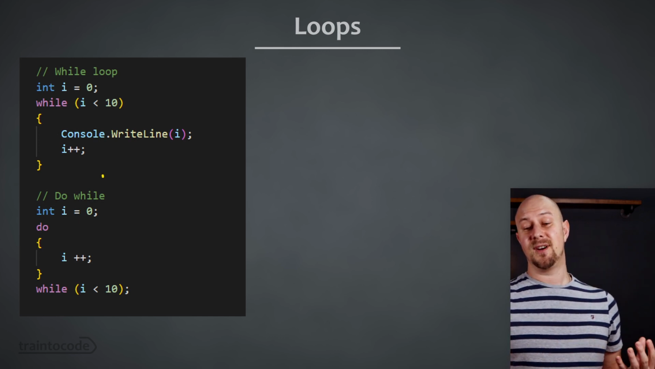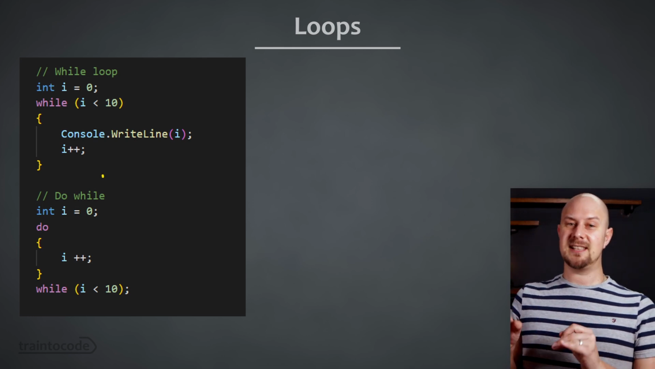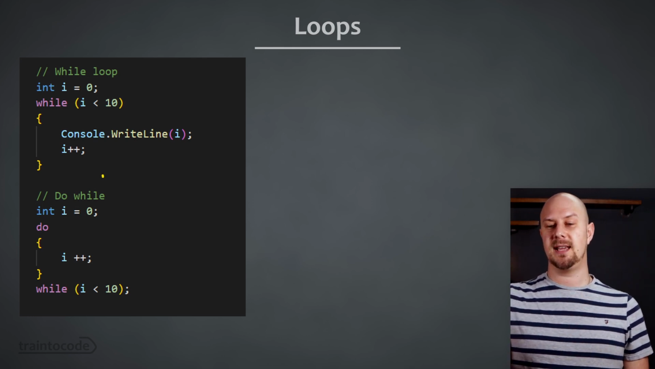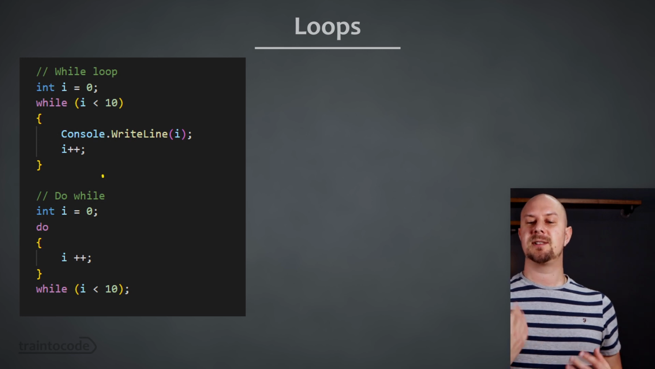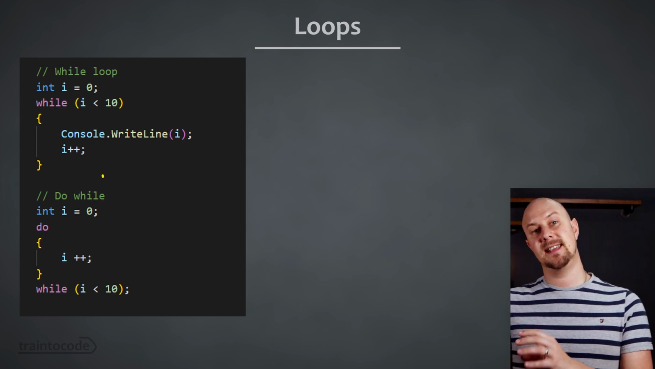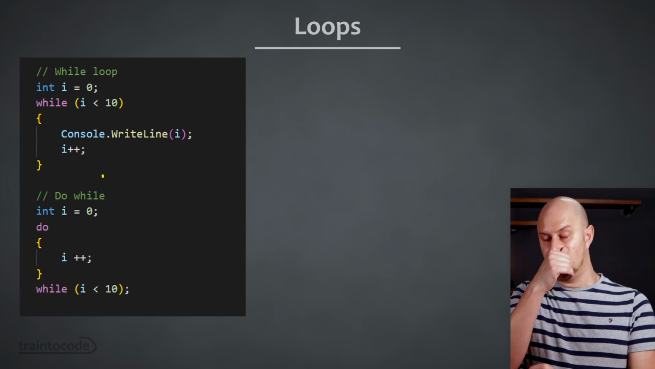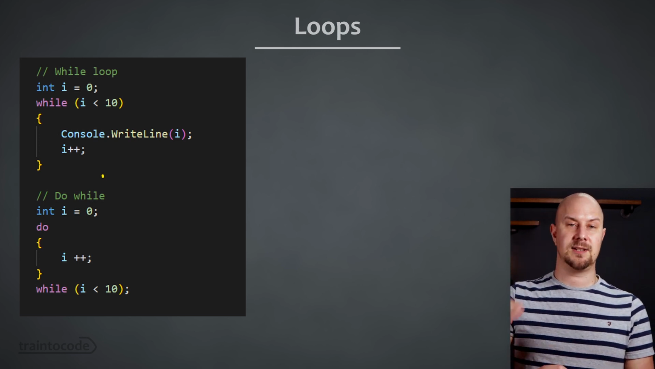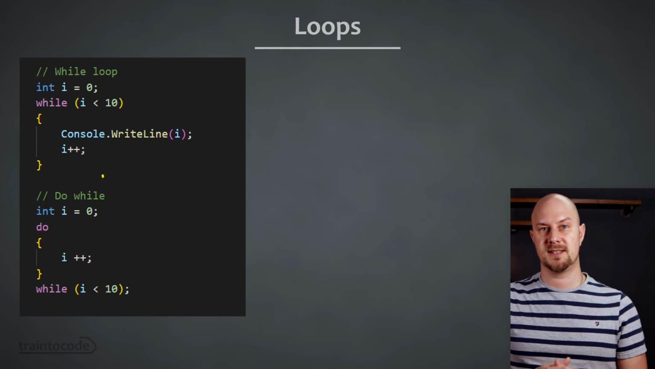And then there's the often forgotten do while loop, which is very similar to the while loop, except it puts the condition at the end. So in a do while loop, you always do the first iteration of the loop, and then you evaluate at the end whether to do the second iteration. Whereas with the while loop, you always do the evaluation of the condition first.